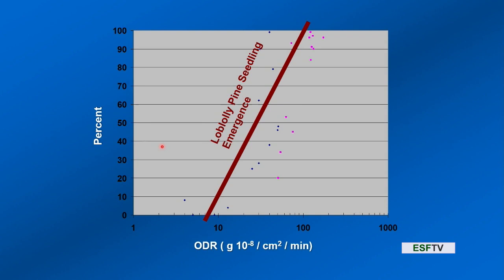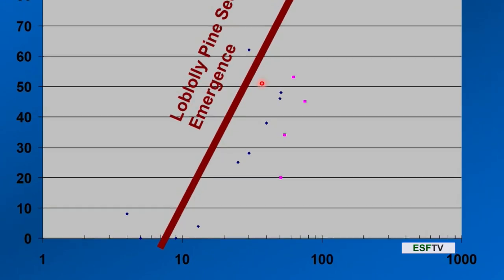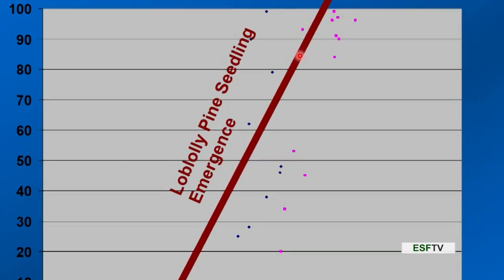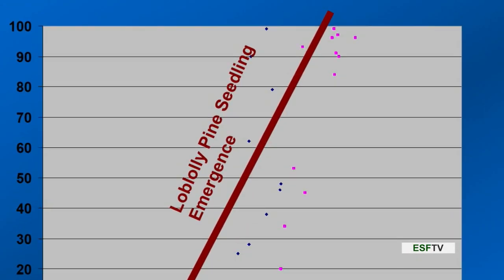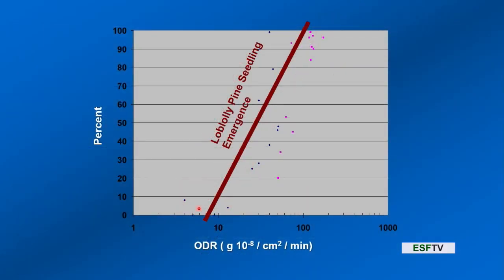So for loblolly pine seedling emergence, when you start to get down to about 5 or 6, the rate of seedling emergence goes to 0. There's a linear increase as the oxygen diffusion rate increases above that critical value, and it pretty nicely goes all the way to 100%. So here's one example showing that when you get to this threshold value, we essentially cut off biological activity or seedling success. That's for trees.